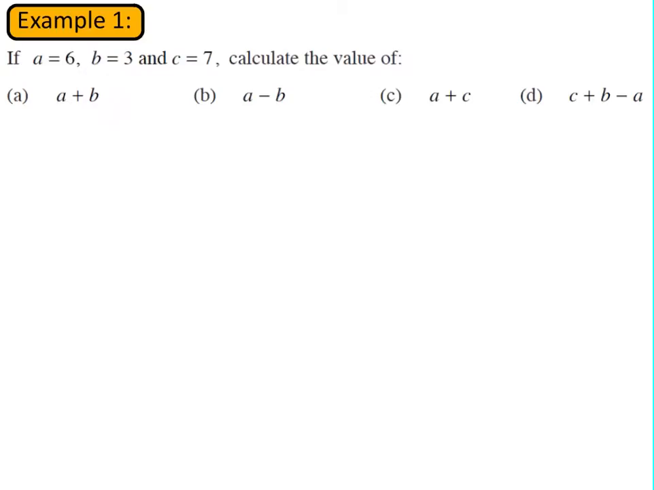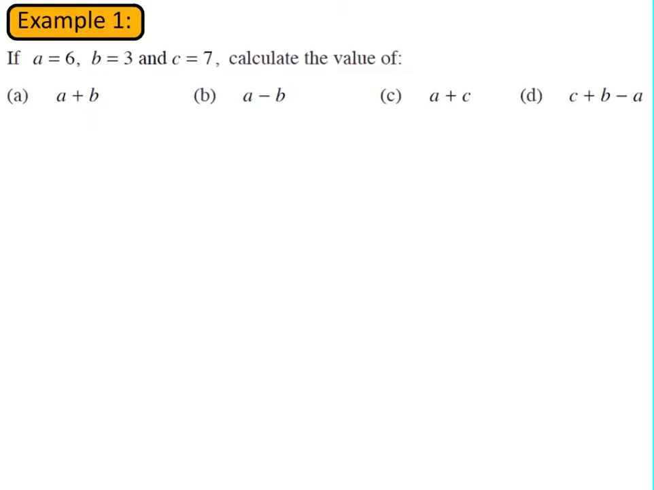In this lesson, we're going to look at how to substitute numbers into an expression. In this first example, A is 6, B is 3, and C is 7. And all we do is replace the letters with those particular numbers for each of the examples.